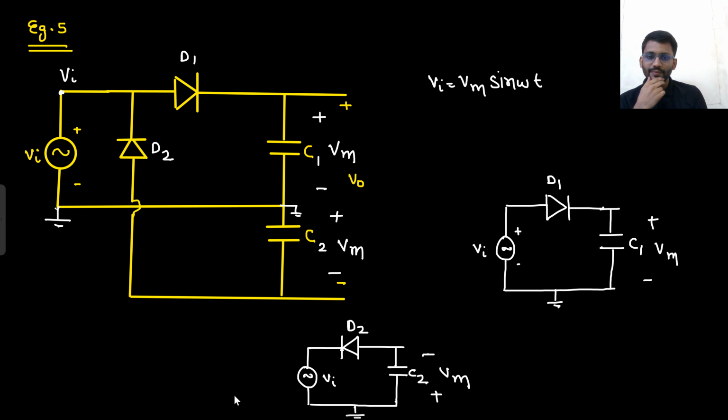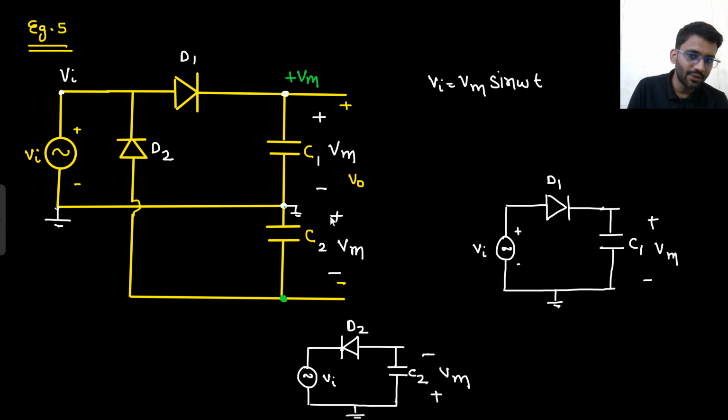What is the value of V0? 0. No, it is 2 Vm. Why so? What is the potential of this point? 0. What will be the potential of this point? Plus Vm. What is the potential of this point? 0. What will be the potential of this point? Minus Vm, because this is 0 and it is plus minus Vm. So 0 minus Vm, this end would be minus Vm. What is V0? The voltage difference between these 2 points. That will be 2 Vm. That's it.